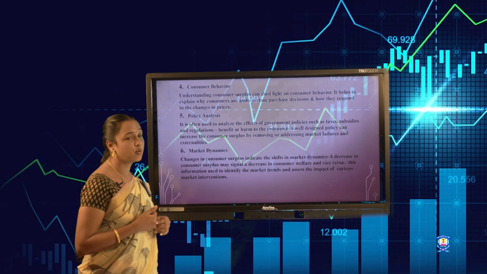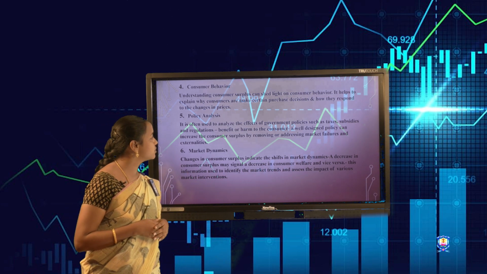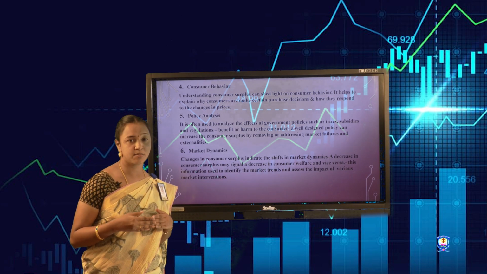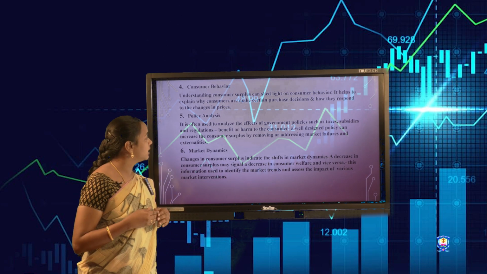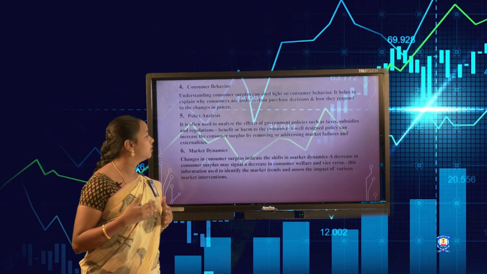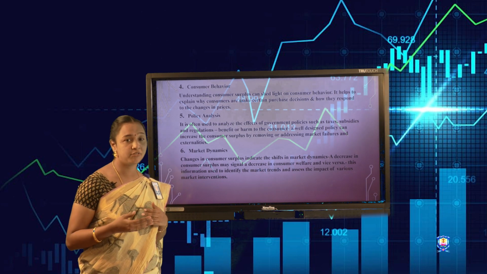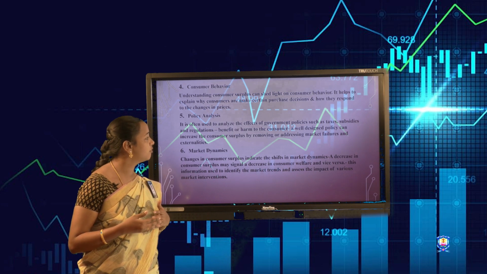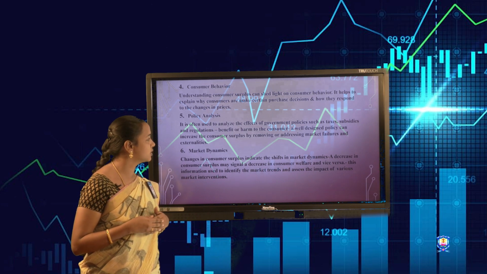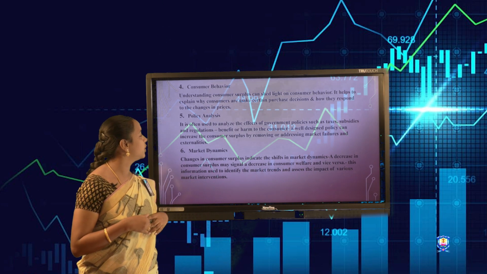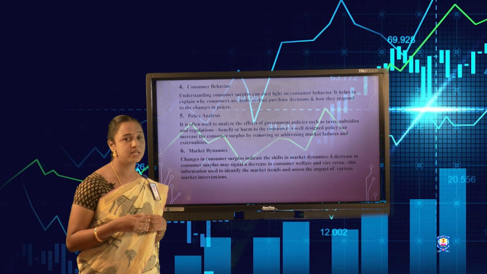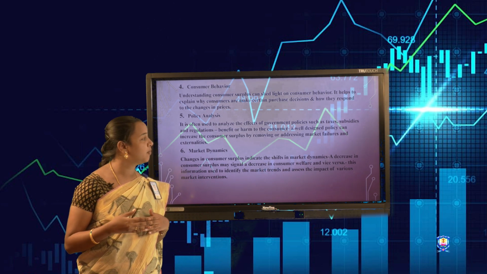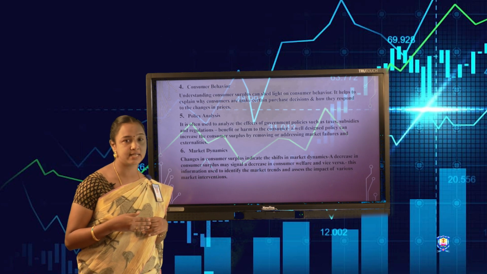Next important thing is policy analysis. It is often used to analyze the effects of government policies such as taxes, subsidies and other regulations, that is, how the government policies benefit or harm the consumer with the help of the consumer surplus concept. A well-designed policy can increase the consumer surplus by addressing the problem of market failures and externalities.